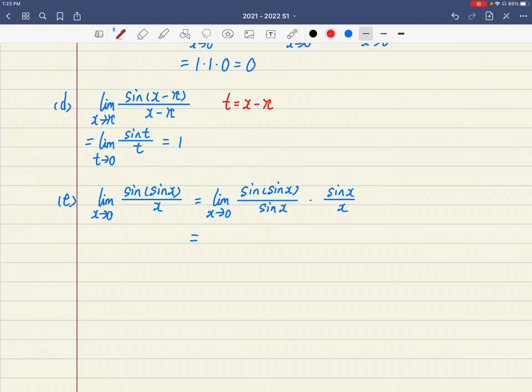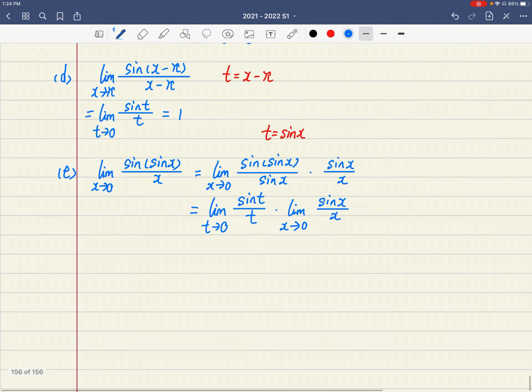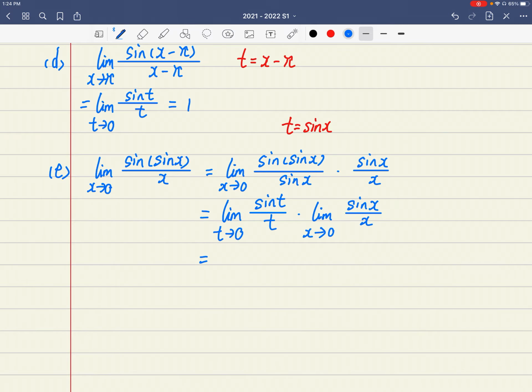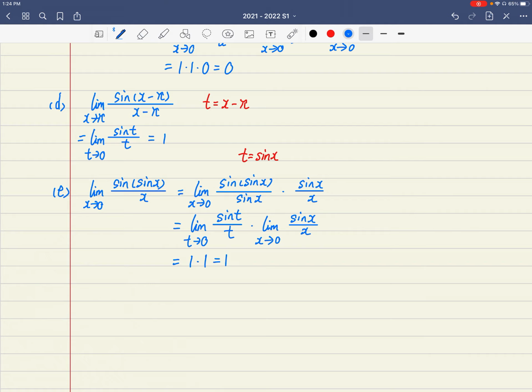And now for this first part, I can do a substitution, right? I can let t be sine x. So now, when x is approaching 0, t is sine x, and sine 0 is also 0, right? So it's the same as t approaching 0. So the top is sine t over the bottom, which is t, times the second part, which is just the limit of sine x over x. When t is approaching 0, sine t over t is approaching 1, and when x is approaching 0, sine x over x is also approaching 1. So the result is 1 times 1.